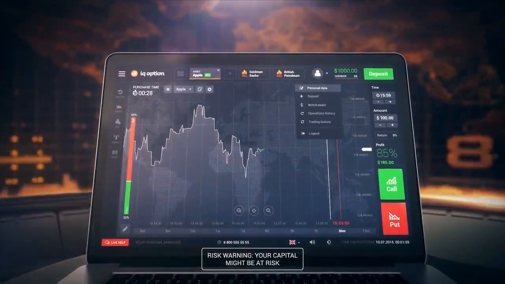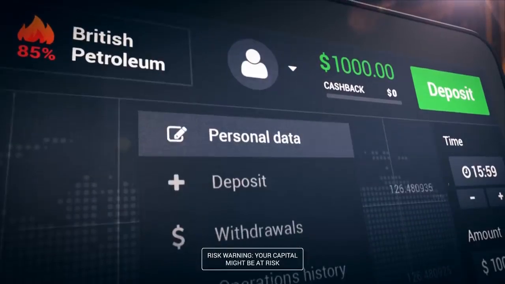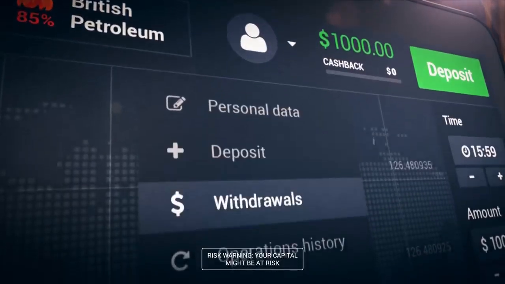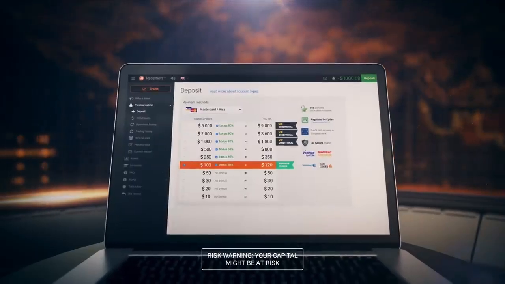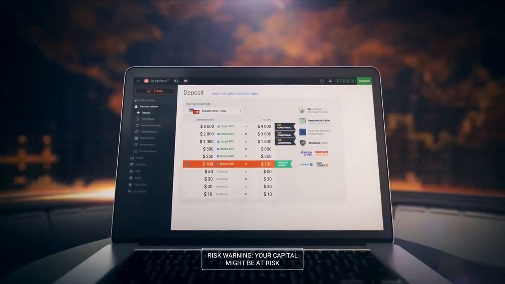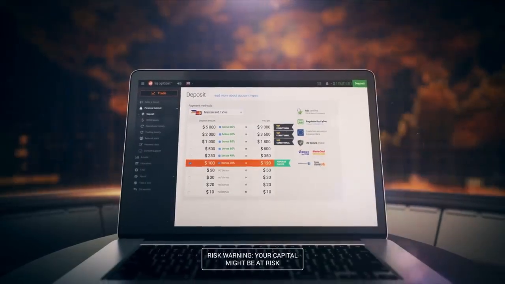In the Account Management menu, you can change personal information, make a deposit, withdraw funds, and view transaction history. For real money trading, you must select a payment method and enter the desired amount, which is instantly credited to your balance.